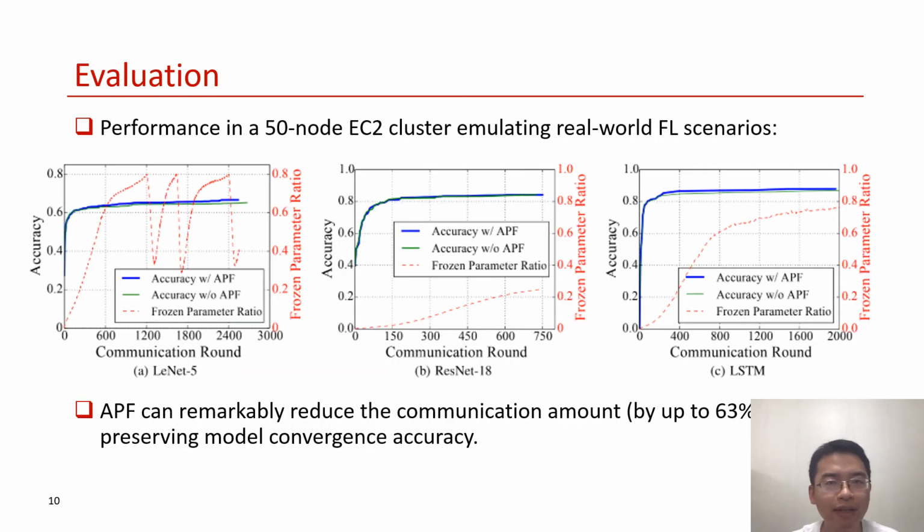We have evaluated our APF implementation in a 50-node EC2 cluster emulating real-world federated learning scenarios. The three figures show the instantaneous accuracy and the percentage of frozen parameters when training the LeNet5, ResNet, and LSTM. In each case, APF can remarkably reduce the communication amount while preserving the model convergence accuracy.